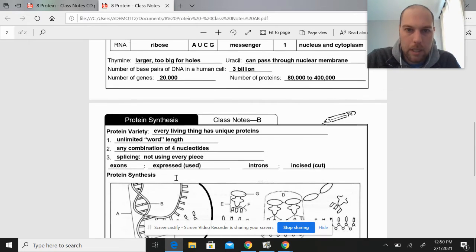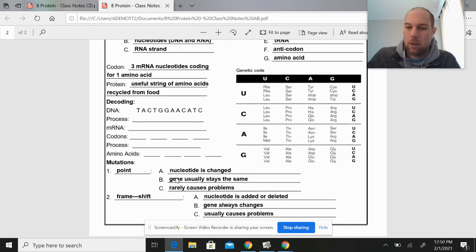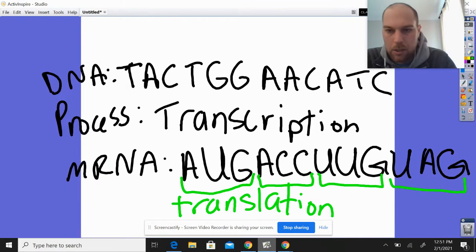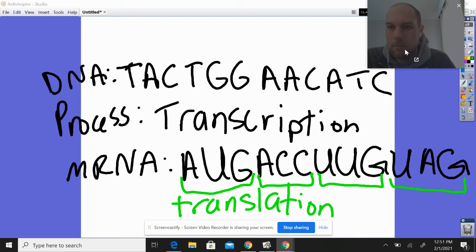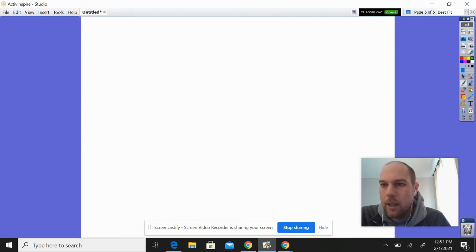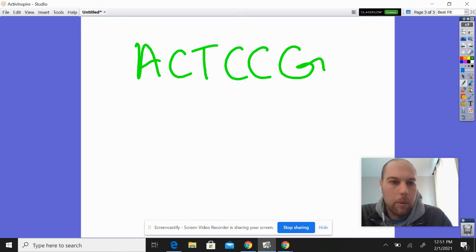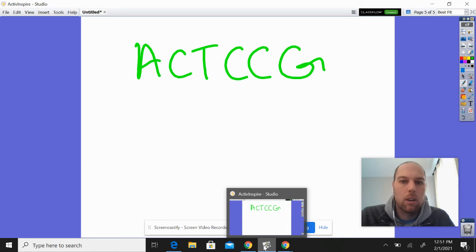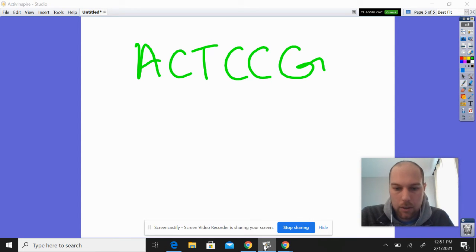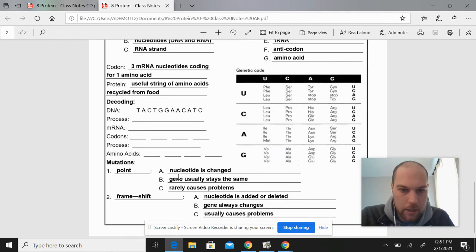And then the last part, B here, and C and D, is going to fly by. I've been talking for a while, but these are 2 types of mutations. Now, we talked about mutations before a little bit, but let's make sure you understand the difference between a point mutation and a frame shift mutation. A point mutation, I'm just making up letters here, is when you have changed one letter. You just changed it, right? And you can see if I go to the notes instead, it says a nucleotide is changed. The gene usually stays the same and it rarely causes problems.